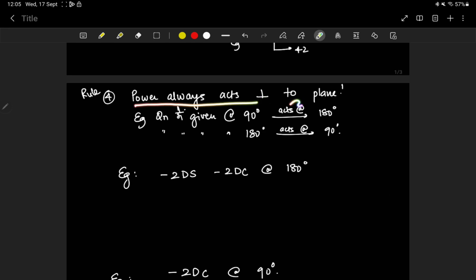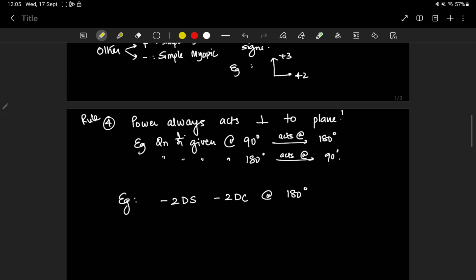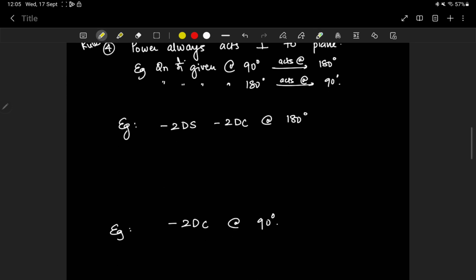Power always acts perpendicular to the plane. So for example, if a question has been given to you that power is acting at 90 degree, on the paper you have to make it at 180 degree. And if in the question it's given 180 degree, you have to make it act on 90 degrees. We are just shifting by 90 degree so that the power changes. Let's see what I actually mean to say. Now I'll solve a question and tell you.